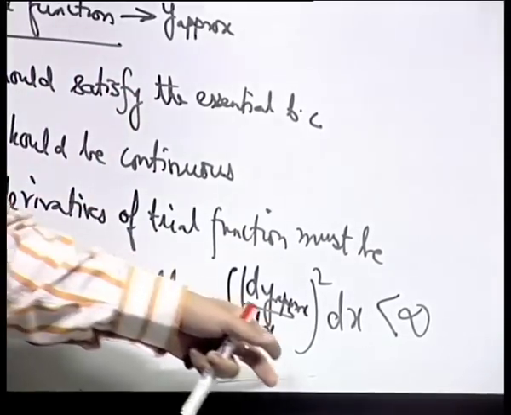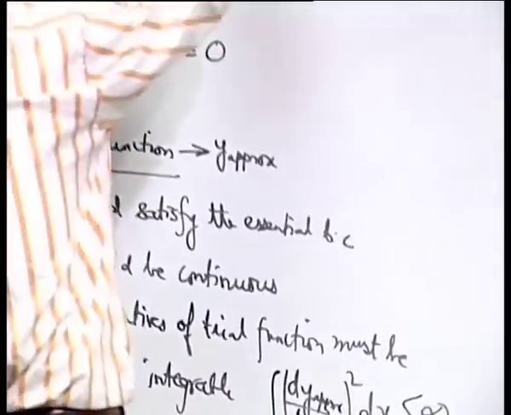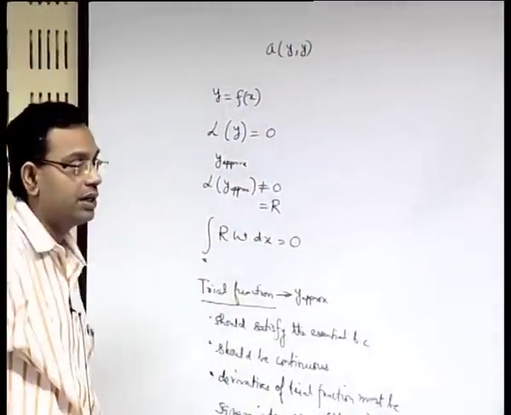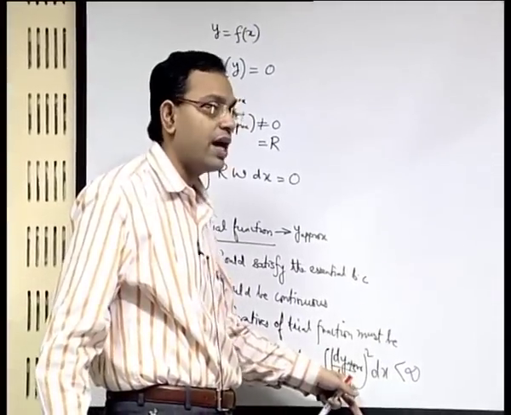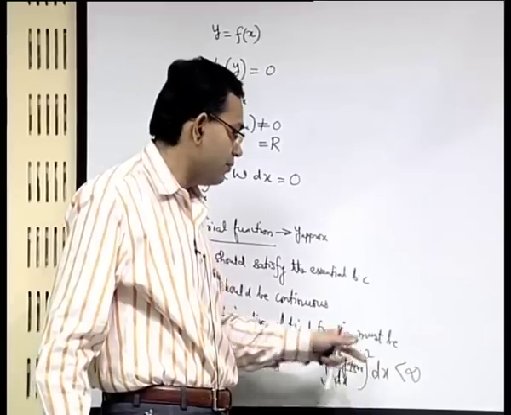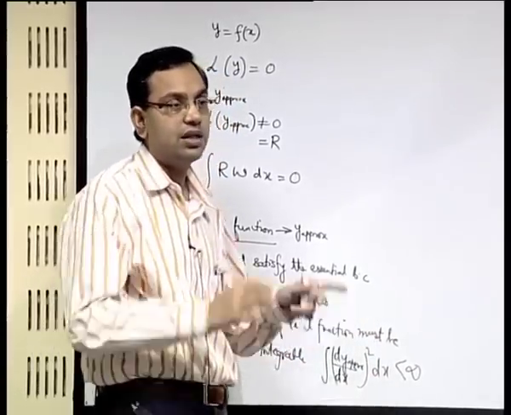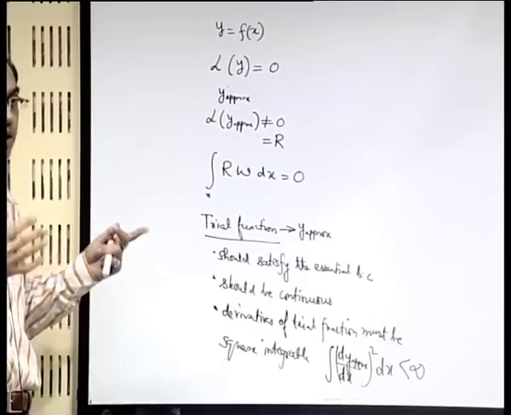Why is this type of thing necessary? Because if you have, say, a bilinear operator a(y, y), then often the bilinear operator can take the form of the square, and if it is integrated, its integral should be less than infinity, so that such functions are bounded. That is very important.